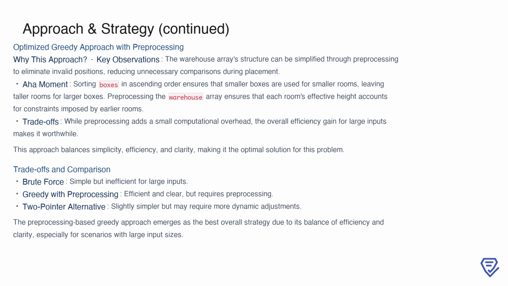While pre-processing does introduce a small computational overhead, the overall efficiency gain for large inputs outweighs this cost. Comparing the approaches, the brute force method is too inefficient for larger inputs, while the 2-pointer variation is simpler but may require more dynamic adjustments, which can complicate the logic. The pre-processing-based greedy strategy strikes the right balance, making it the most effective and scalable choice for this problem.